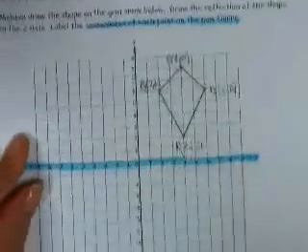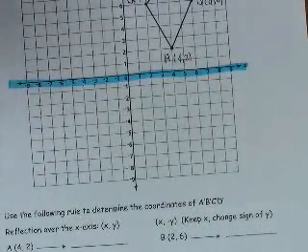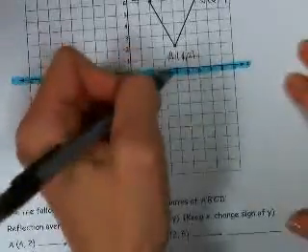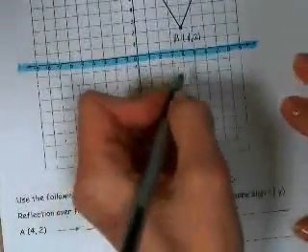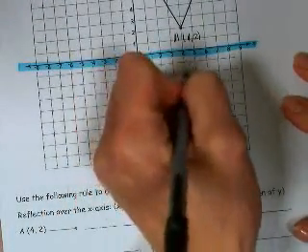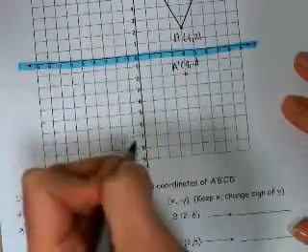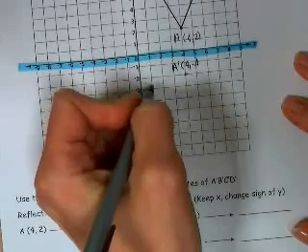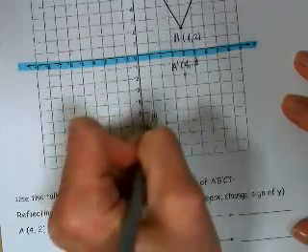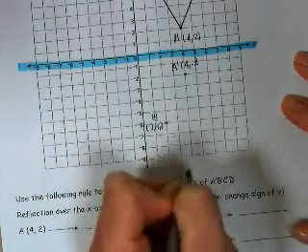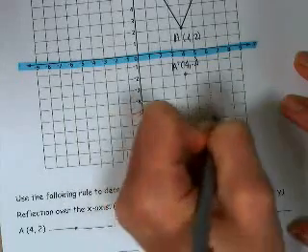So hopefully you paused the video, and whether you decided to use the coordinates or the rule, or if you just continued to count the boxes, that's totally up to you. So our shape should be here. A prime is 4, negative 2. B prime is 2, negative 6. C prime is 4, negative 8. And D prime is 6, negative 6.